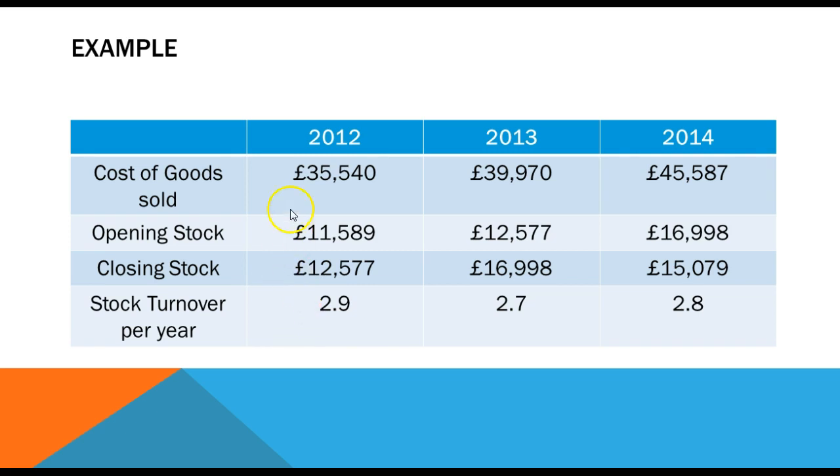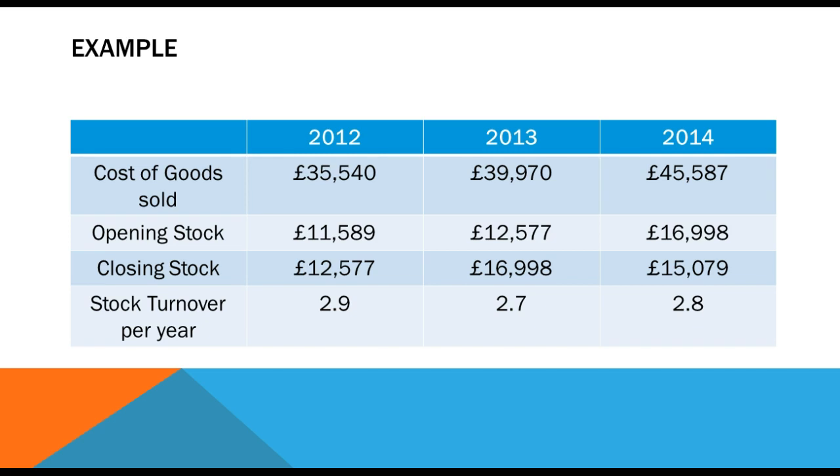So you can see I've made up some numbers, and I've done this over a number of years, and with this particular business you can see that they're doing quite well in 2012, things didn't go too well in 2013, and things are going back up in 2014, but on the whole it's average, so you could say that there's not really been any particular improvement or downturn in the way they're performing in terms of their stock turnover per year.